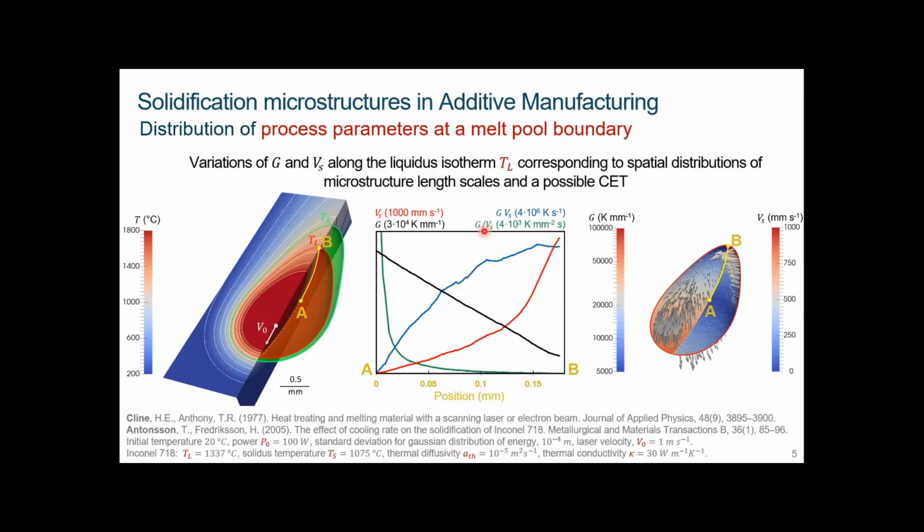And if you now compute the ratio G over V, you see a dramatic decrease of G over V and a chance to get equiaxed grain, because G over V is very low at the very rear of the melt pool, so toward B.